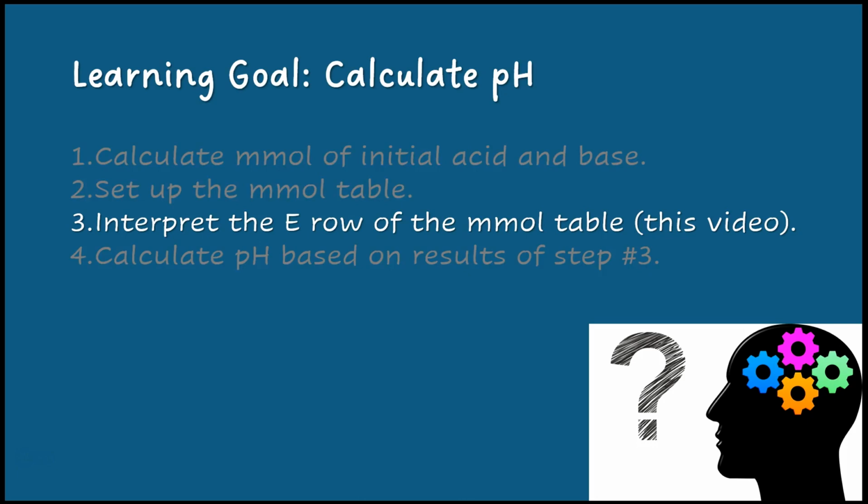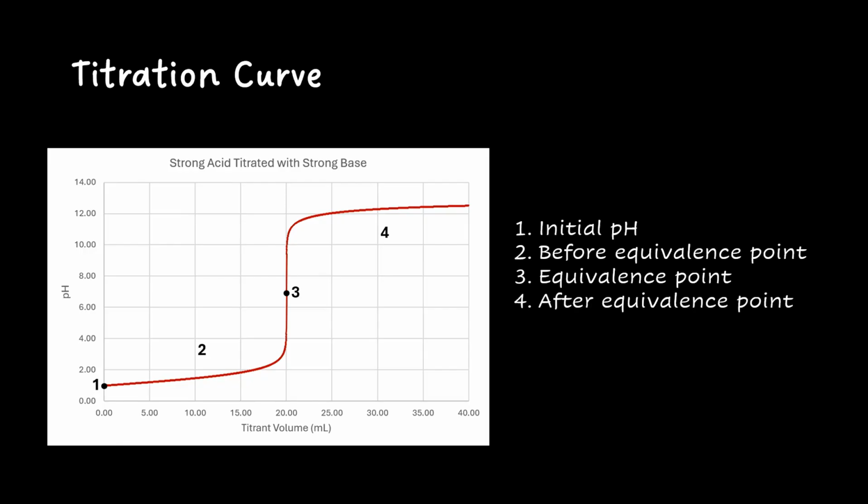The calculations and setup of the millimole table are covered elsewhere, so in order to focus on the interpretation, we'll take a look at 3 completed millimole reaction tables, determine what the E row is telling us, and identify where this specific situation lies on the titration curve. Before we get to the millimole tables, though, let's take a quick look at a strong acid titration curve to remind ourselves of what it looks like.